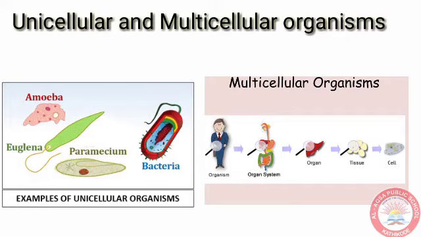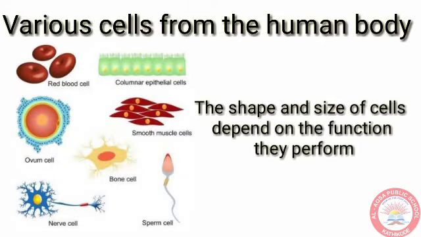Now, different cells have different shape and size. For example, look at the cells that are present in our human body. You can see that the shape of different cells like the blood cell, the nerve cell, the sperm, ovum, etc. are all very different. The shape and size actually depends on what kind of function they perform.